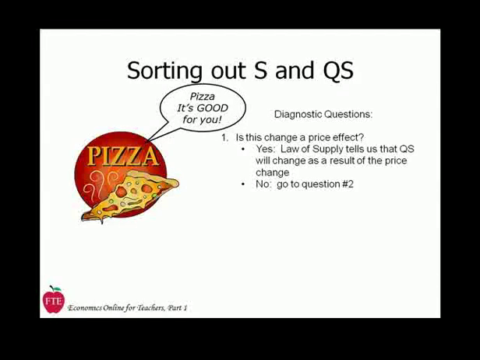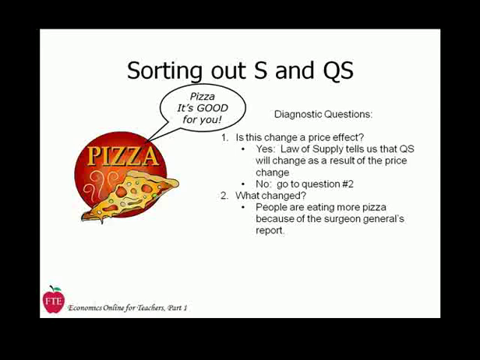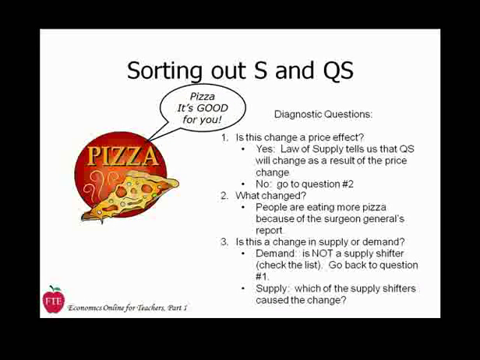Okay, but suppose you answered question number 1 wrong, or you didn't know the answer. So let's go to question 2. Ask yourself, what changed in this situation? And the answer is, people are eating more pizza because of the Surgeon General's report. Okay, so question 3, is that a change in supply or a change in demand? Aha, it's a change in demand.